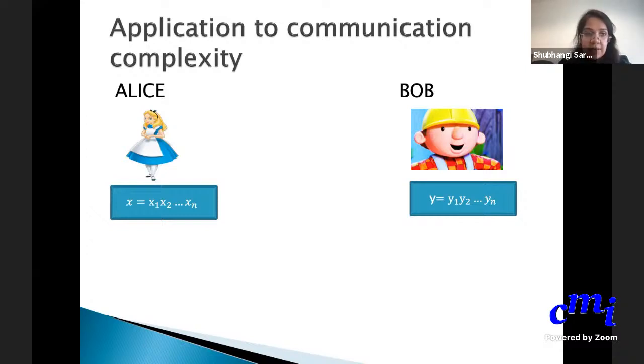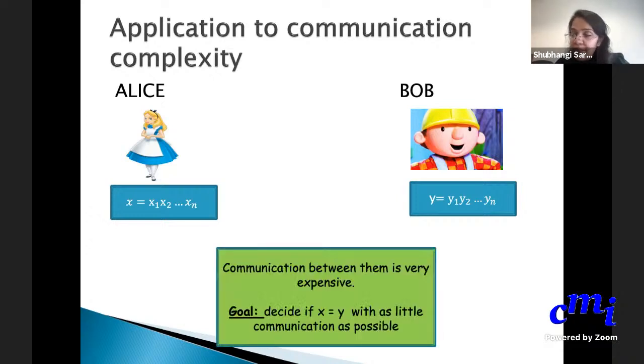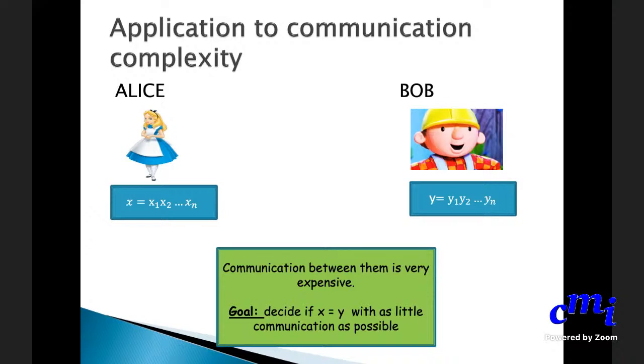Alice holds a string x, which is n bits long, and Bob has his own n-bit long string, and they are far away. Communication between them is extremely expensive, so they want to exchange as few messages or as few bits as possible, and they want to decide if their strings are the same. The goal is to decide: is x equal to y or is x not equal to y?